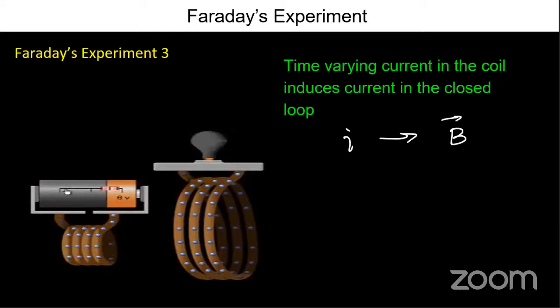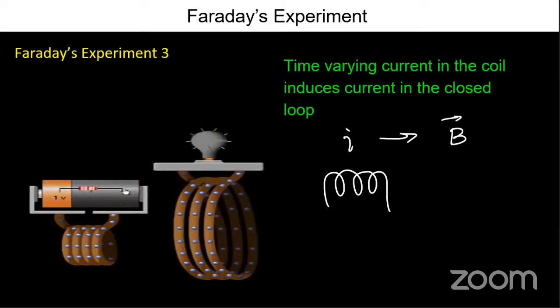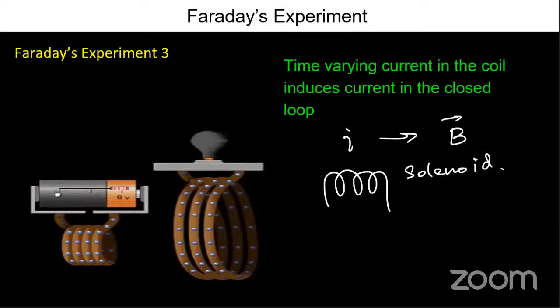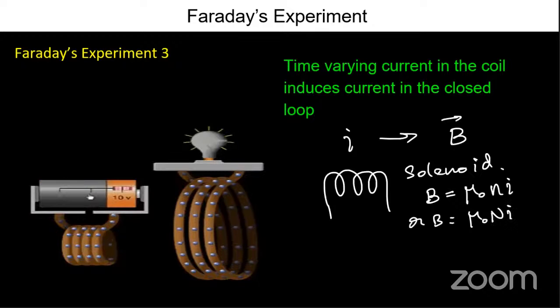Guys, tell me, I hope most of you by now have learned about solenoids in your CBSE class at least. Again, we'll learn about a few problems on solenoids. A solenoid is nothing but a loop of wire. It produces a magnetic field B equal to mu naught N i upon L. Hope everyone knows this.